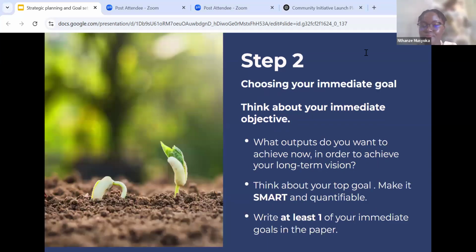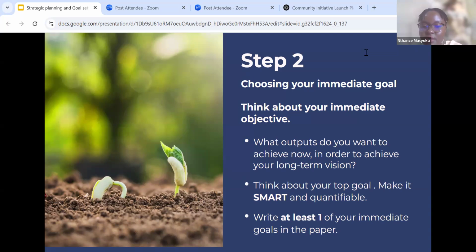Step 2, now that you've written your desire, your dream, your objective, I want you to think about one of them. If you've written two, just choose one. Think about what is the most actionable objective from your goal that you can do.